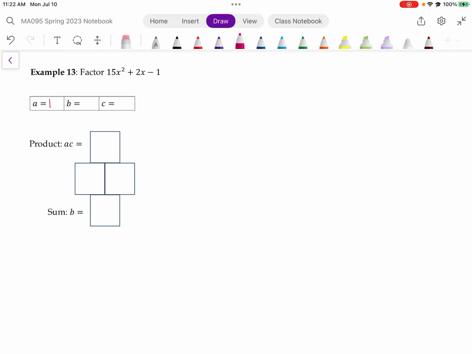Okay, so you should have gotten A is 15, B is 2, C is negative 1. The product AC is negative 15, and the sum is B, which is 2. So we need two numbers that multiply to make negative 15 and add to be 2. And I came up with negative 3 and 5. You can write those in any order, it doesn't matter.